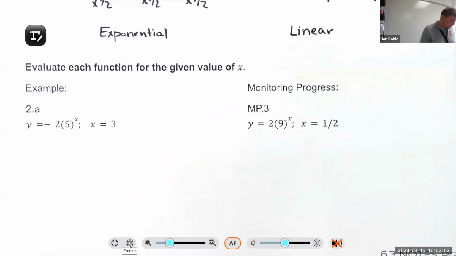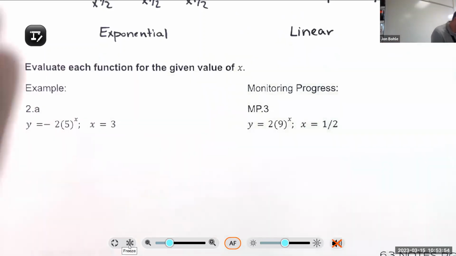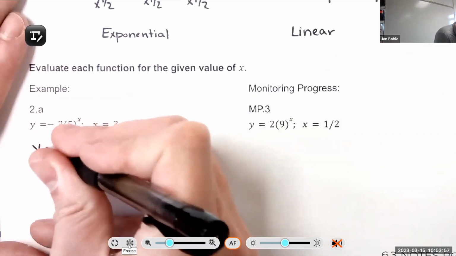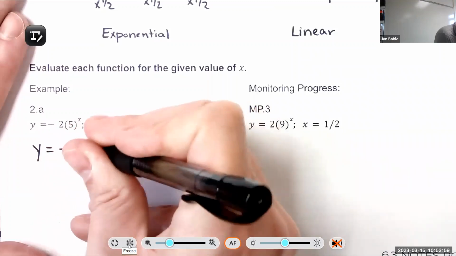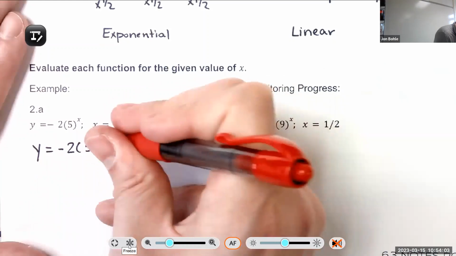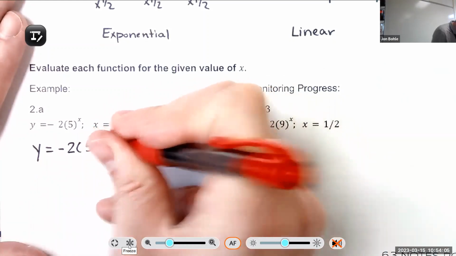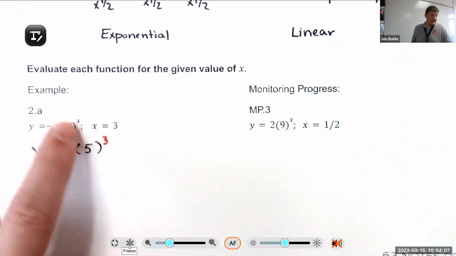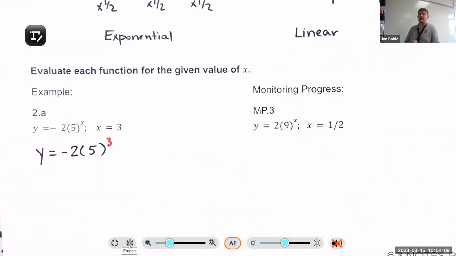Okay, so first off, y is equal to -2 times 5 to the 3rd power. So here's where my x is. My x is 3, so I'm plugging in x is 3.